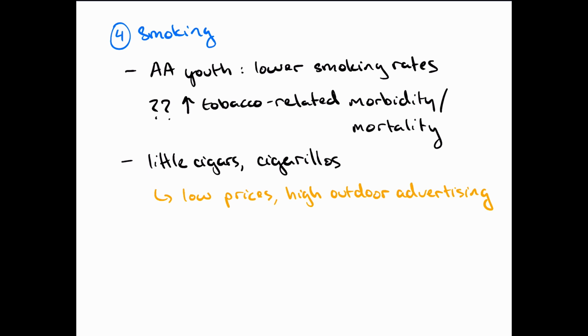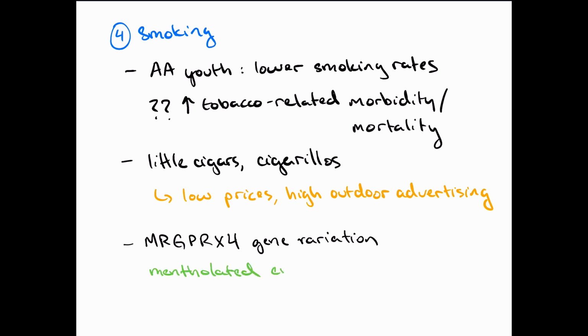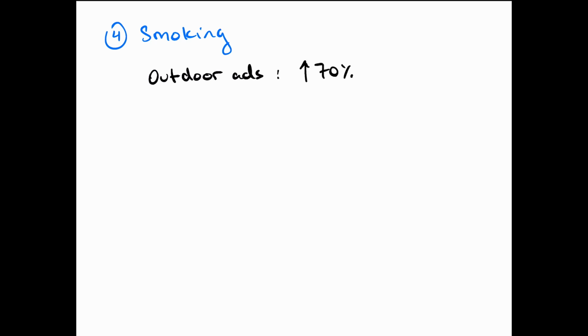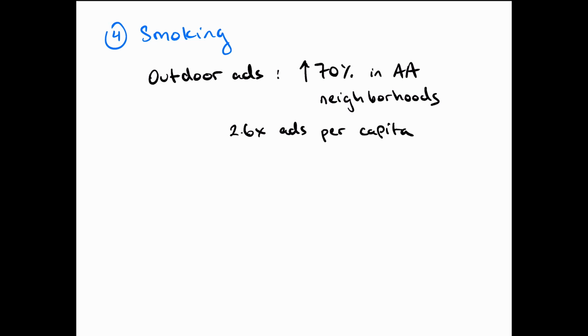There's also genetic variation in the MRGPRX4 gene that contributes to the inter-individual and inter-ethnic differences in the preference for mentholated cigarettes, which is another huge market that can be targeted. In terms of outdoor advertisements, they were 70% higher in predominantly African American neighborhoods than in predominantly non-Hispanic white neighborhoods. And there are 2.6 times as many tobacco advertisements per person in African American areas. There is a lot of targeted marketing when it comes to cigarettes.